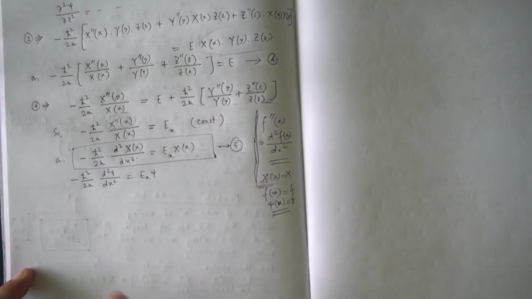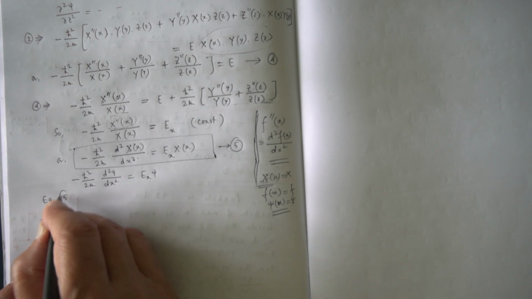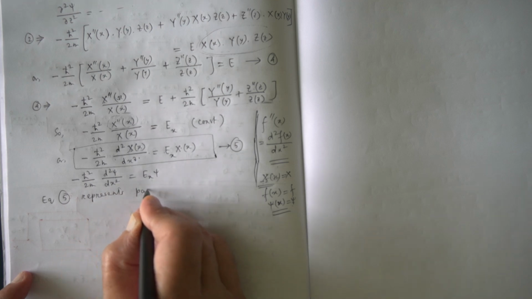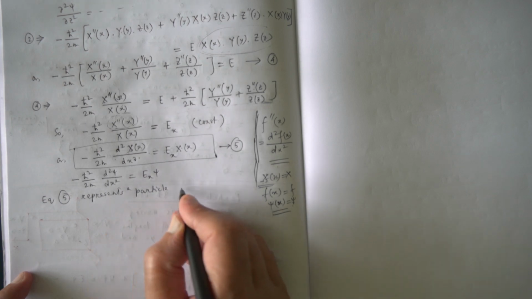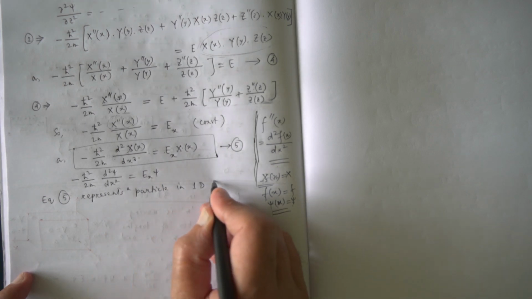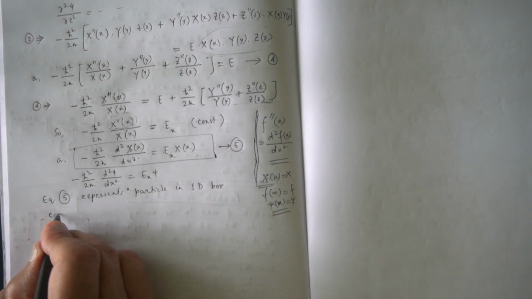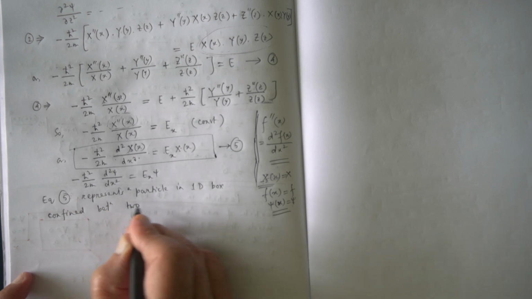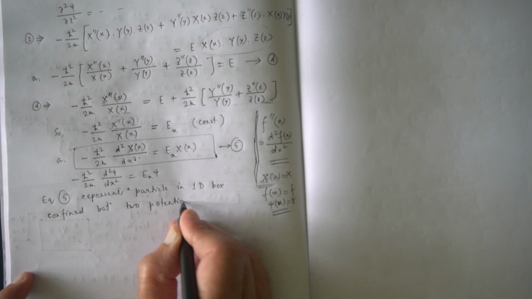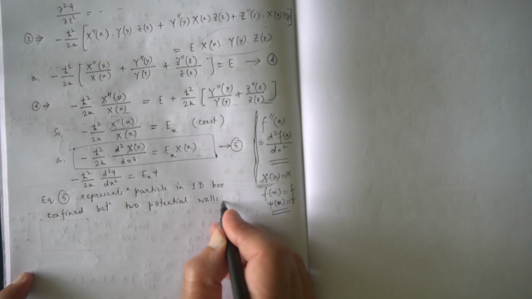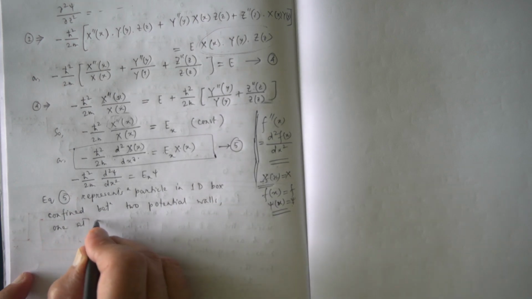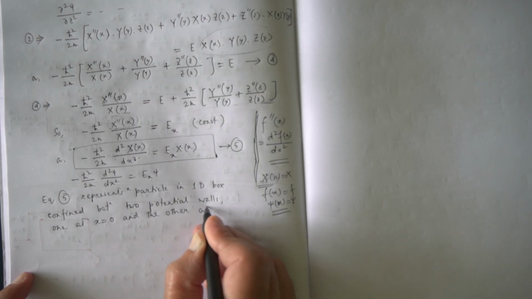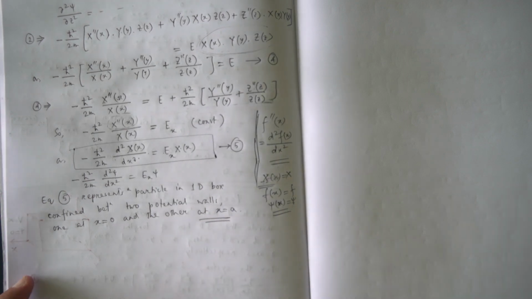This is equation 5. So equation 5 represents a particle in a 1D box confined between two potential walls, one at x equal to 0 and the other at x equal to a. So it is a particle in a one-dimensional box only.